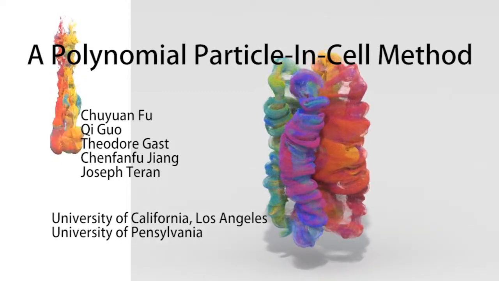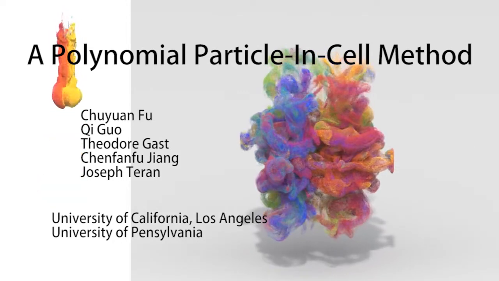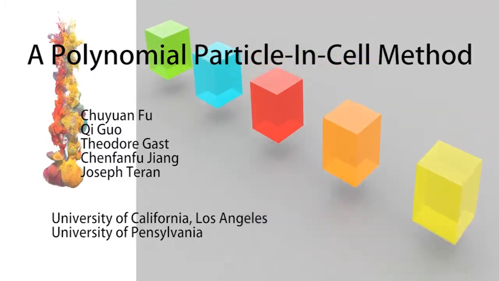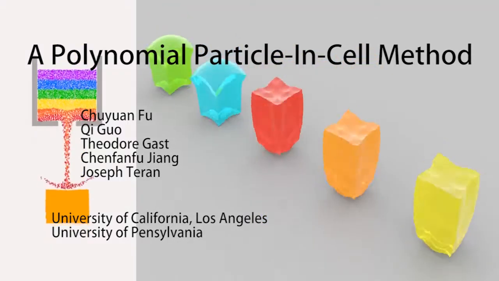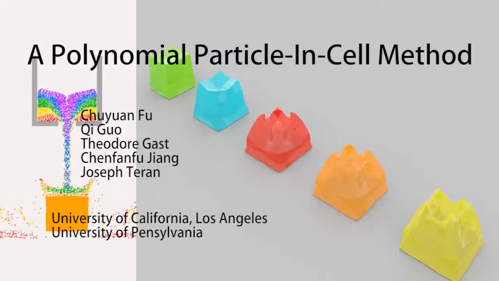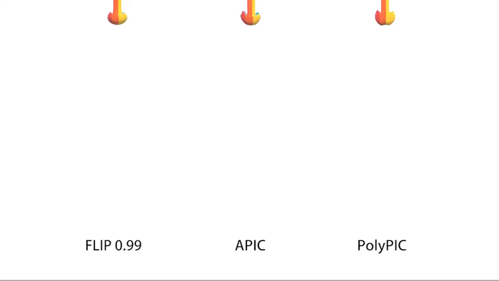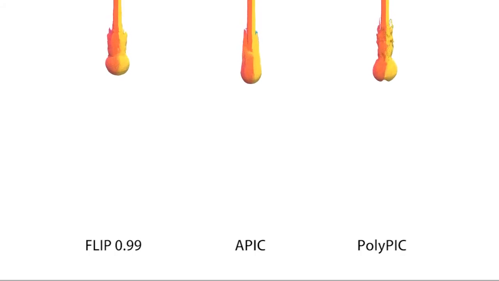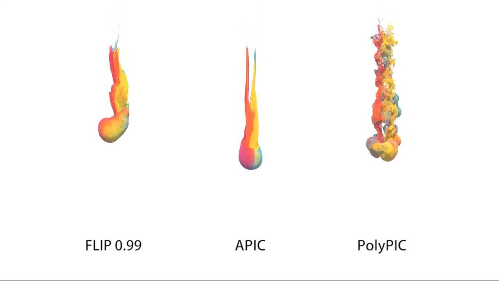In this paper, we introduce a new method of transferring information between particles and grid used in hybrid Lagrangian Eulerian methods called Polynomial Particle-In-Cell method, also known as PolyPIC. Our method is a generalization of the Particle-In-Cell method and the Affine Particle-In-Cell method. We show that it improves energy and vorticity conservation.